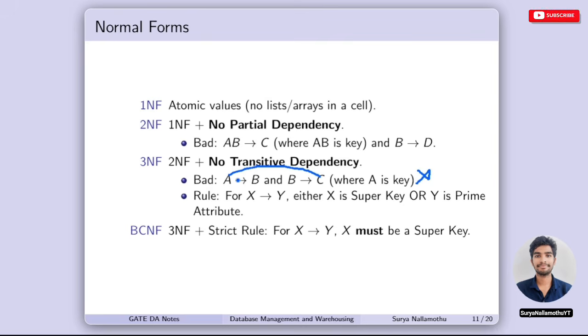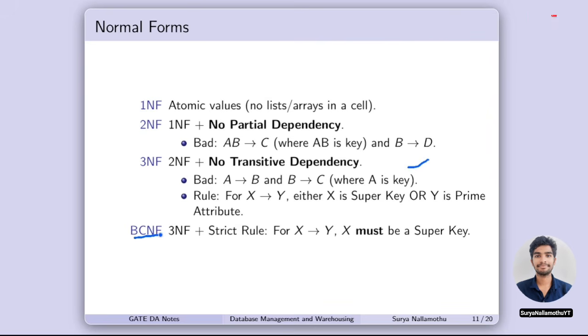So we need to check whether this happens or not. If it happens, then a transitive dependency occurs and 3NF will fail. If it does not happen, then 3NF will be successful. After 3NF is successful, then go to BCNF.